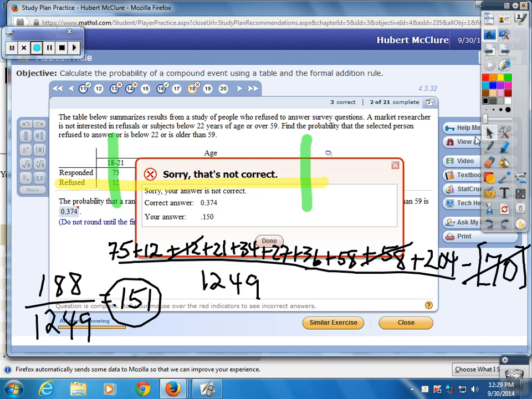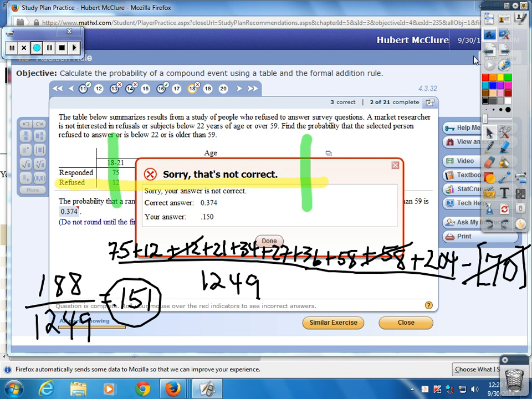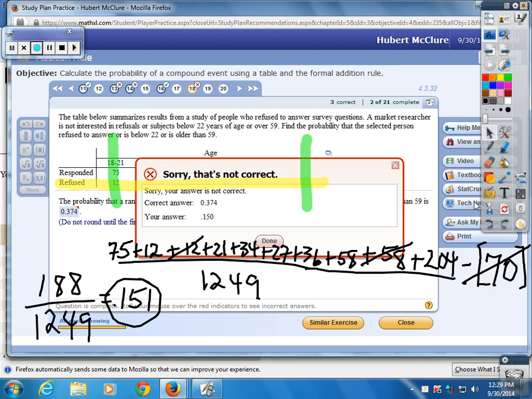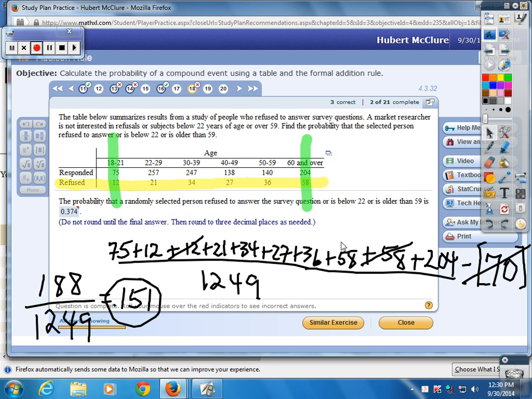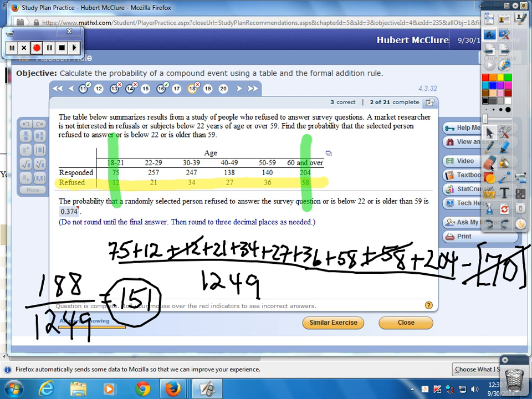Well, the correct answer is .374. Hey, that's what I got. Okay, what were your numbers? What were the two numbers? 188 over 1249? I know it was 67 over 1249. Okay, so 188. Somebody didn't add up the numbers correctly. Thanks a lot, y'all.